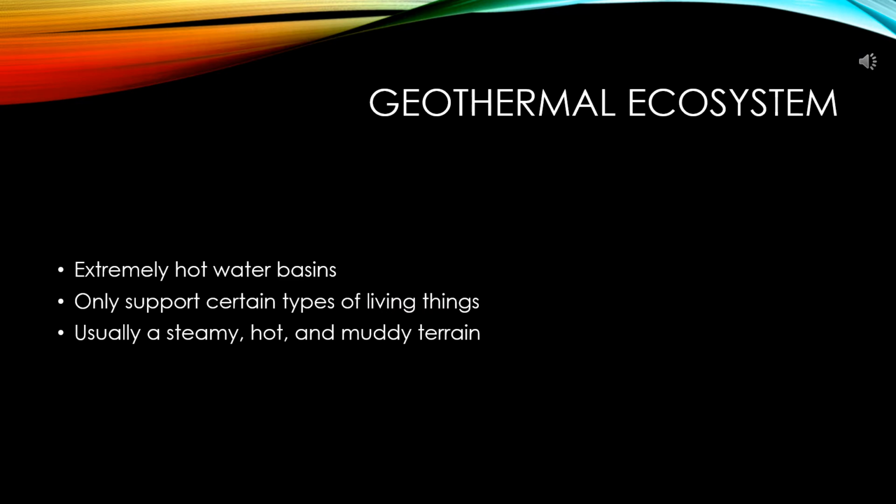There are few areas on Earth that consist of a geothermal ecosystem, and Yellowstone is one of them. So what does it mean to be a geothermal ecosystem? A geothermal ecosystem is usually a hot, steamy, and muddy area that has a special chemical makeup. The land usually also consists of very hot bodies of water that support organisms that only exist in these areas.